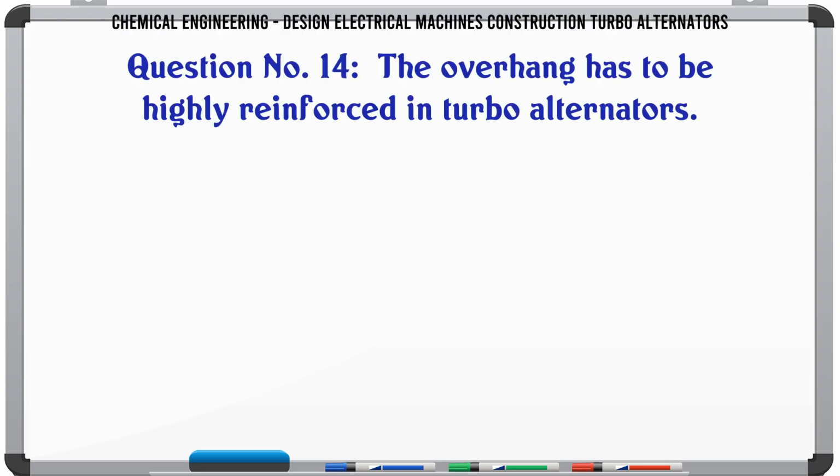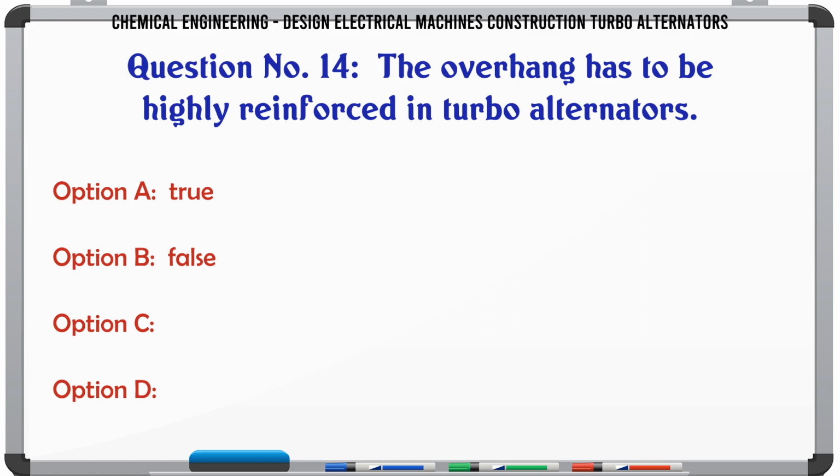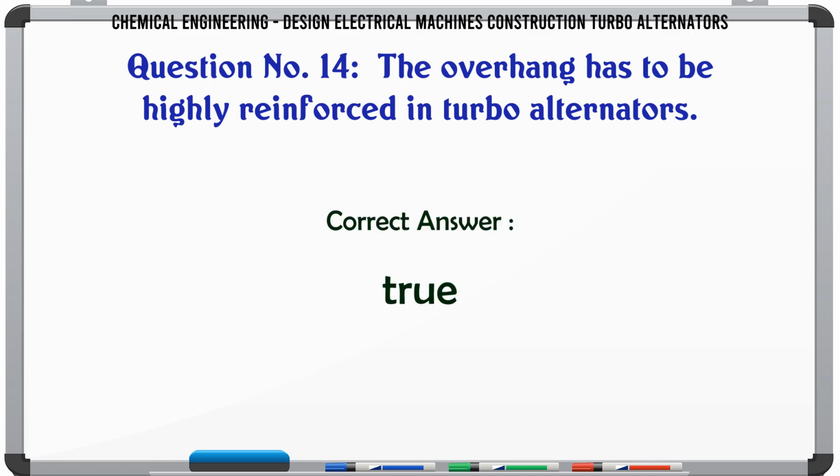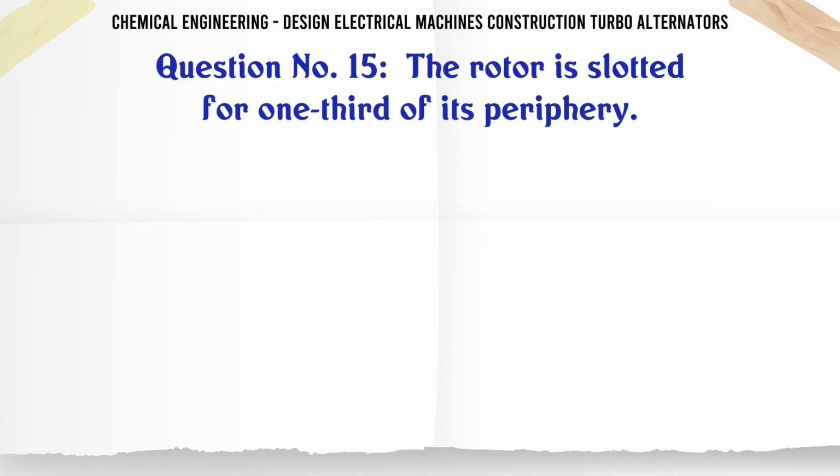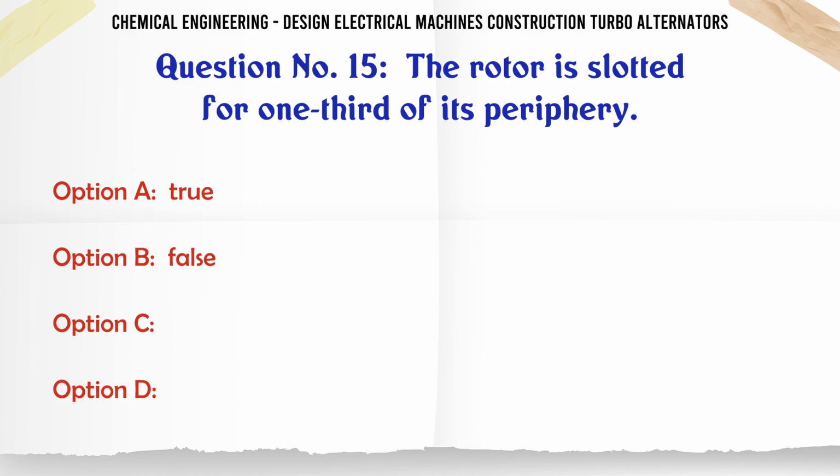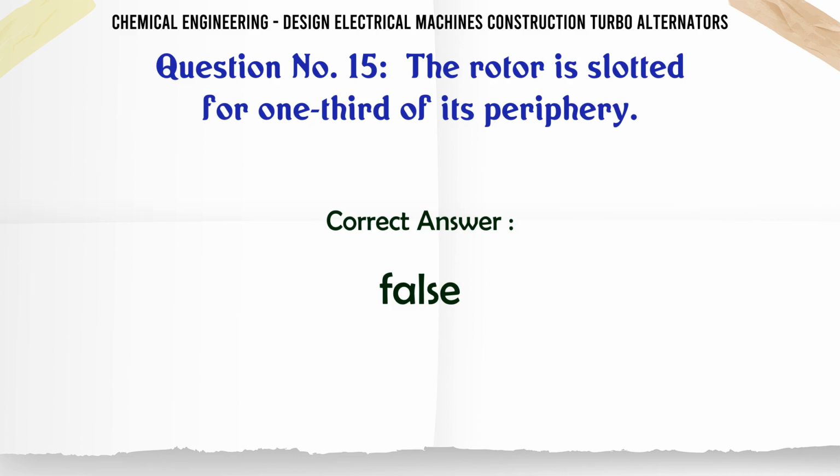The overhang has to be highly reinforced in turbo alternators. A: True, B: False. The correct answer is true. The rotor is slotted for 1/3 of its periphery. A: True, B: False. The correct answer is false.